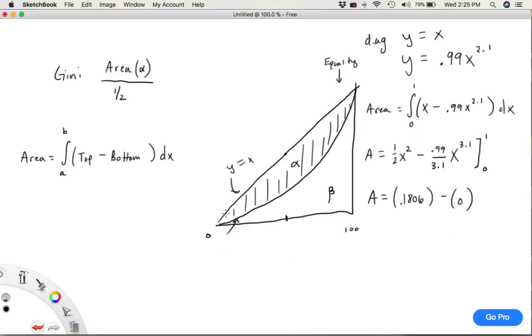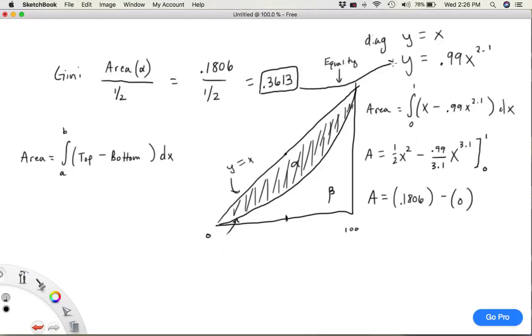So the area of this alpha piece, or this shaded piece, for us right now, when the Lorenz curve is 0.99x to the 2.1, is 0.1806, and then we divide that by 1/2 to find the Gini coefficient, and that should be around 0.3613. Okay, so this is the Gini coefficient that is associated with this Lorenz curve here, 0.99 times x to the 2.1.